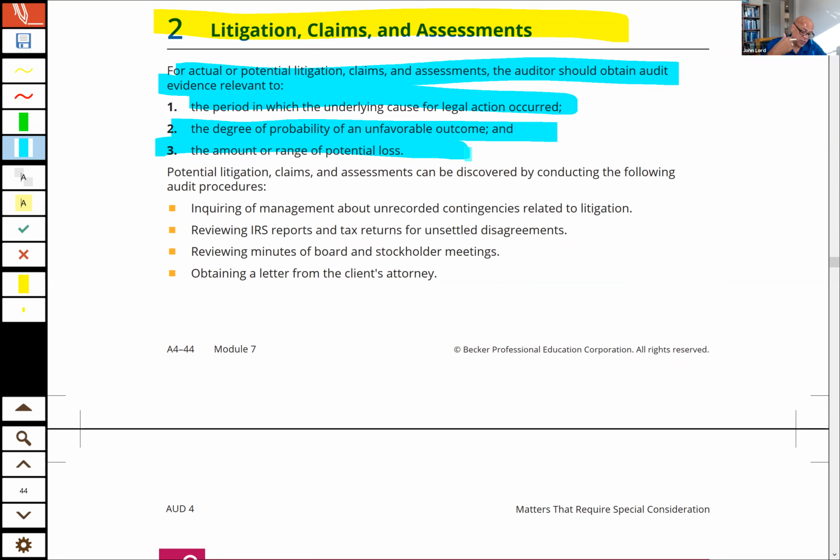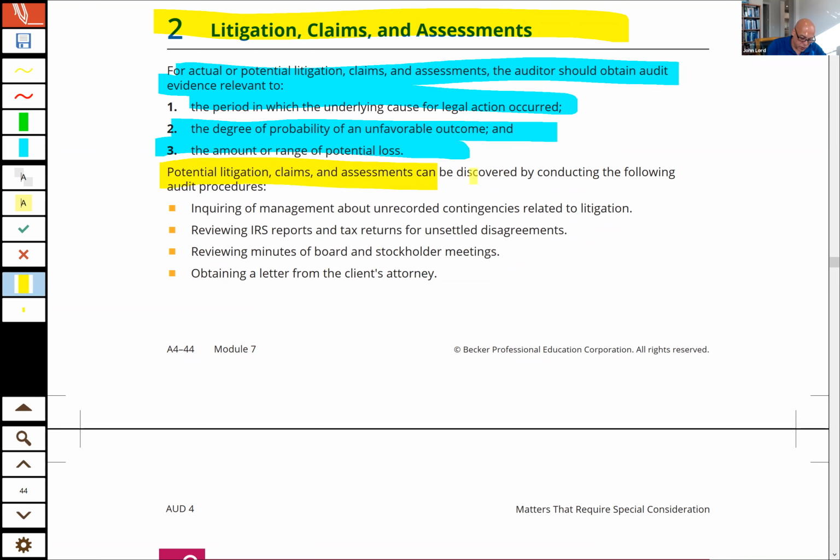right? Hey, what is the potential for an unfavorable outcome? Probable? Is it estimable? If it is, we have to book that. If it's not estimable, then we have to disclose a range. If it is possible but not probable, then they have to disclose the range of potential loss. If it's remote, they don't. Right? So the auditor is trying to make those determinations to see if it's properly accounted for and disclosed, right?